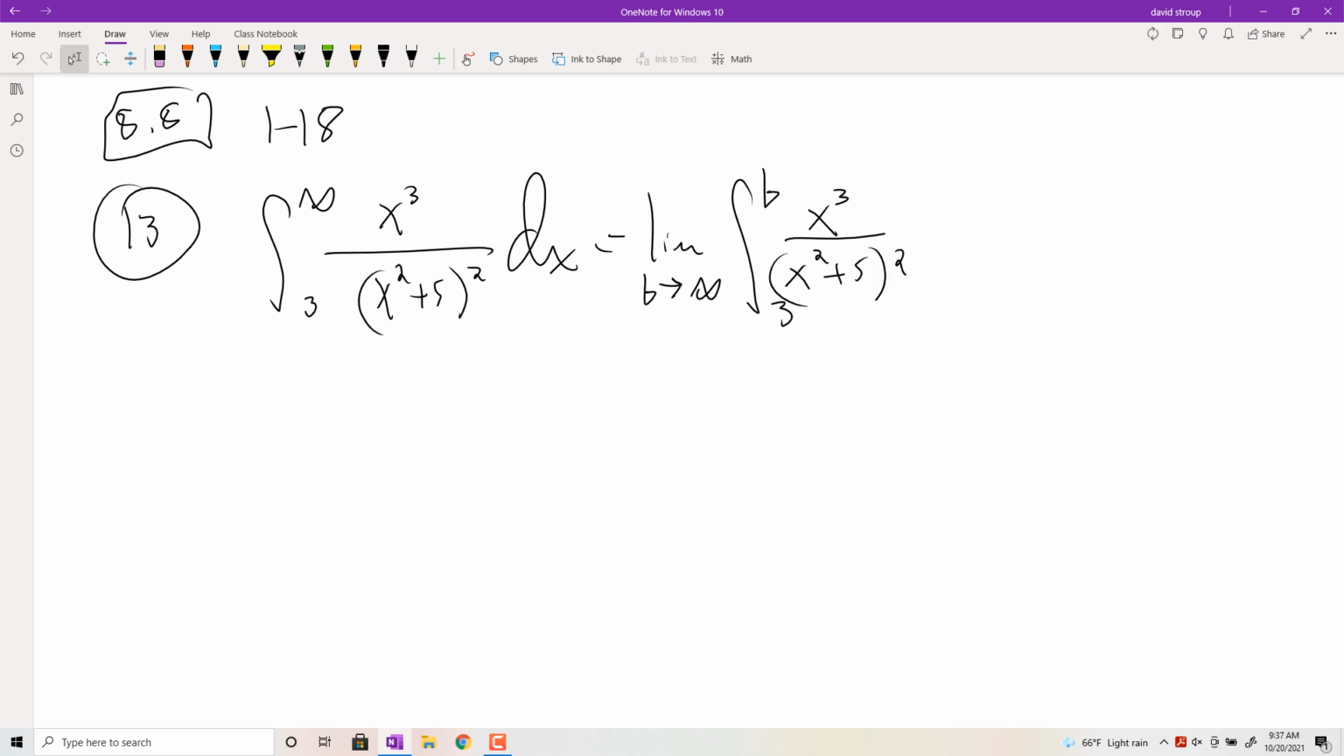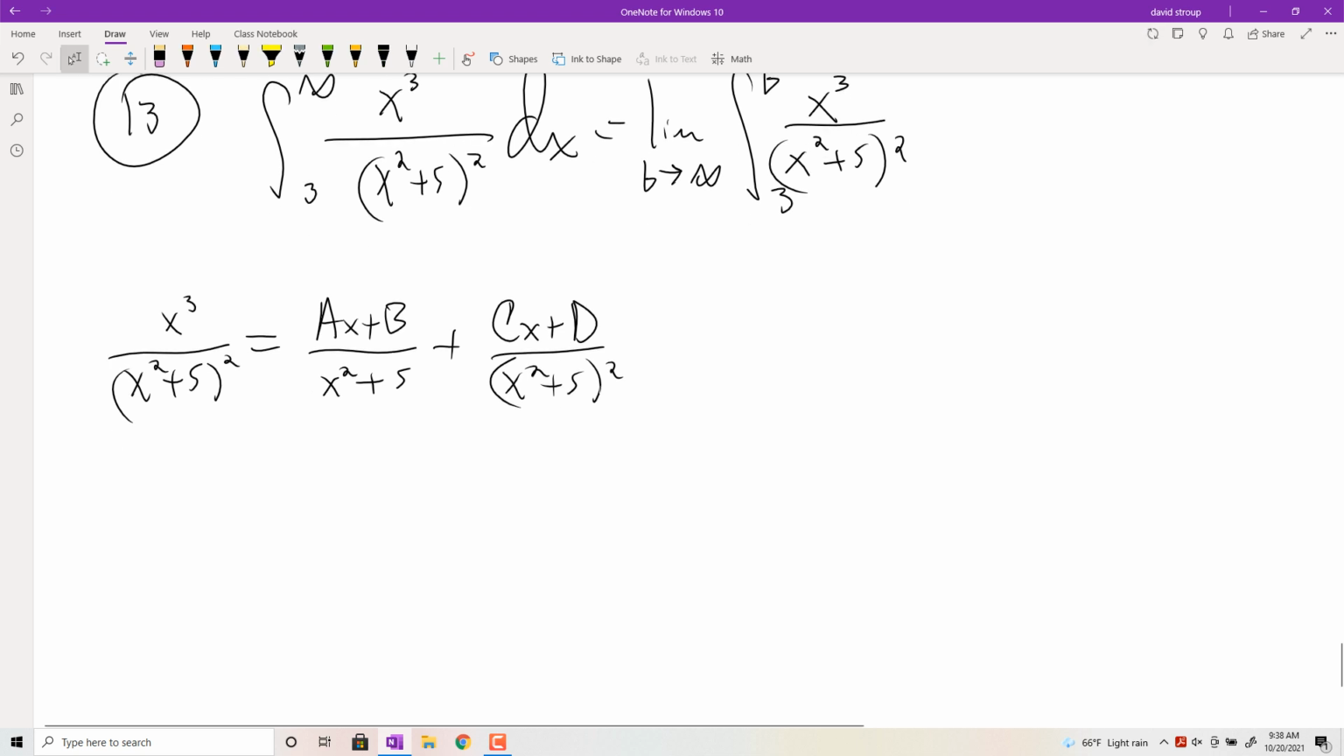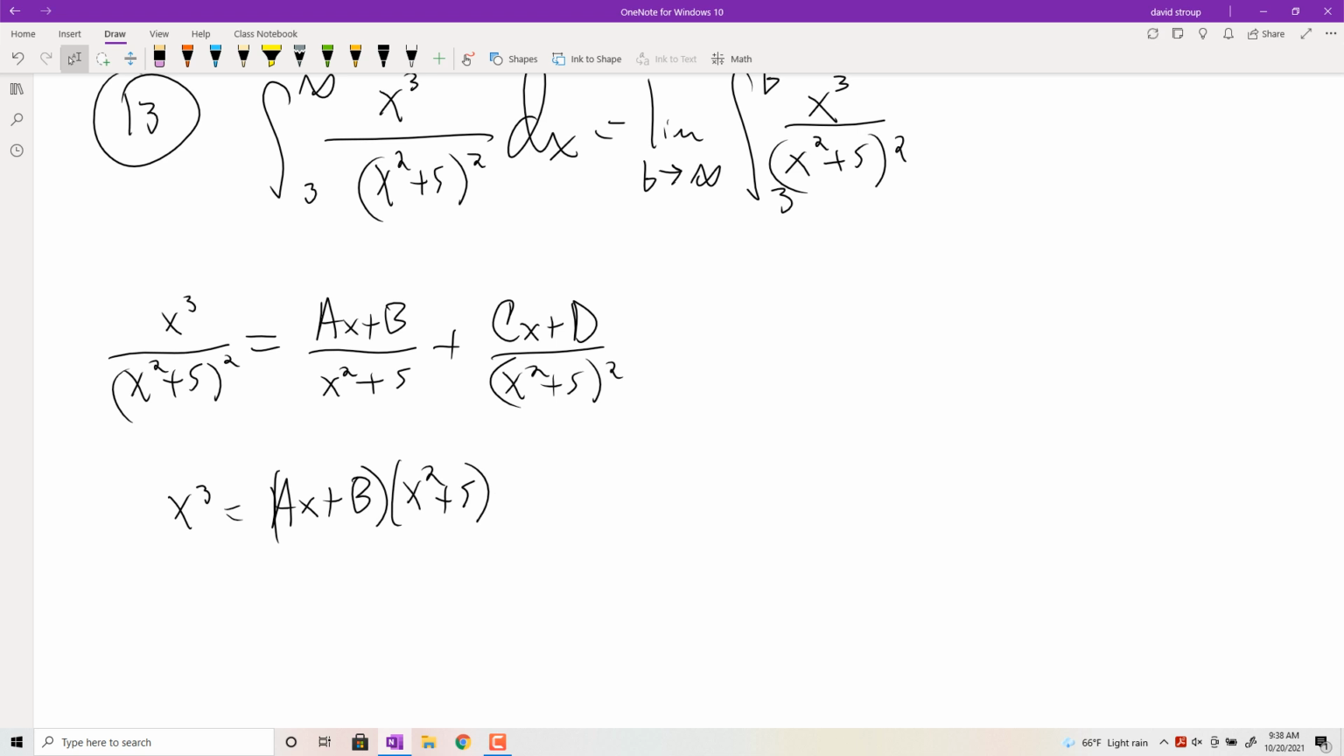And then that's a partial fraction. So x cubed all over x squared plus 5 squared. It's repeated irreducible, right? So you'd have ax plus b all over x squared plus 5, plus cx plus d all over x squared plus 5 squared. Okay. Multiplying both sides by x squared plus 5 squared, you get x cubed equals ax plus b times x squared plus 5, plus cx plus d times just 1.